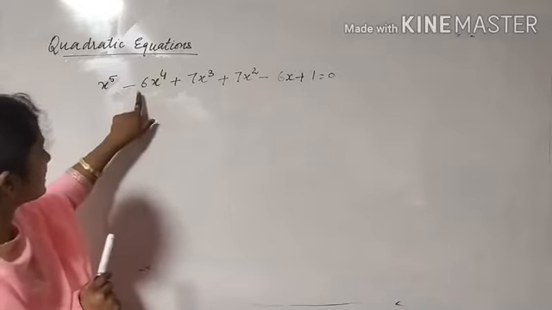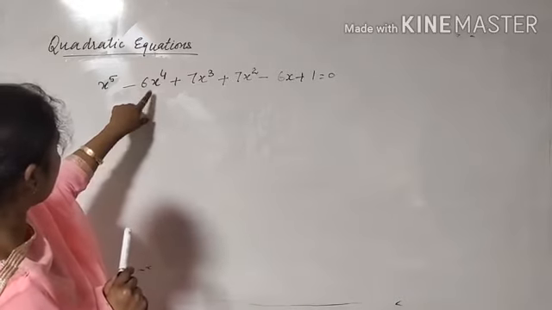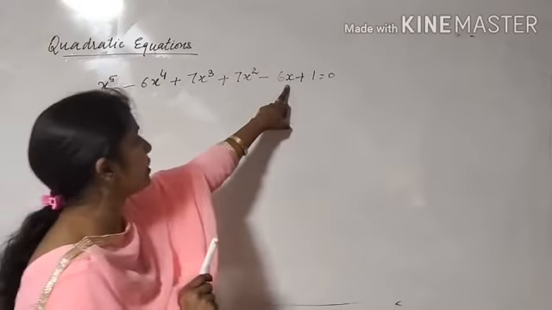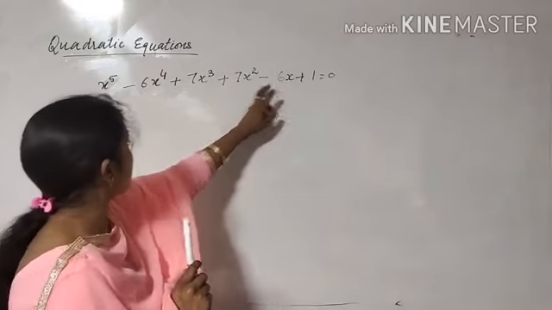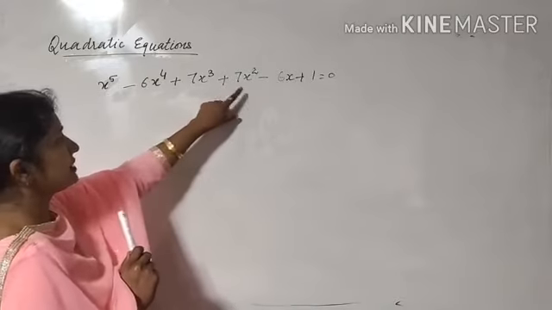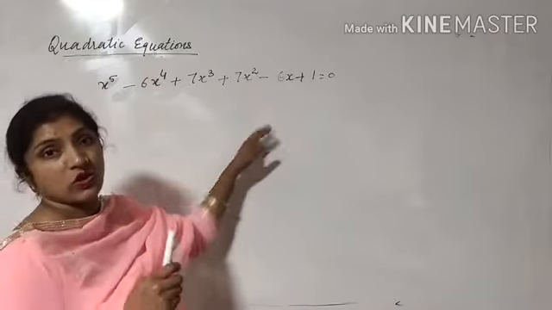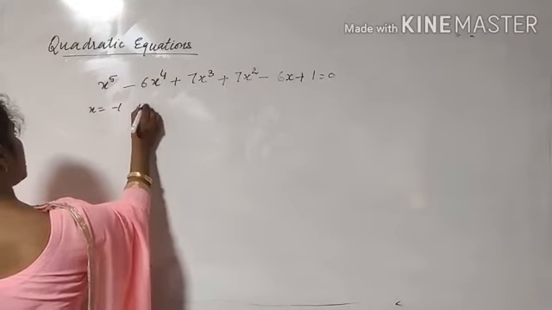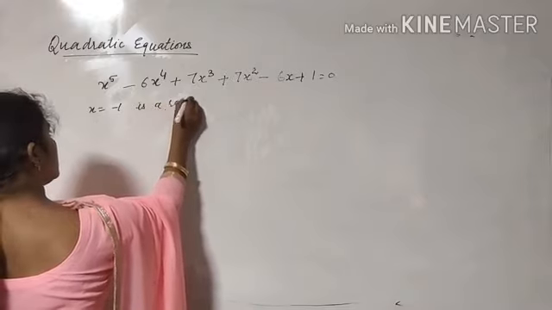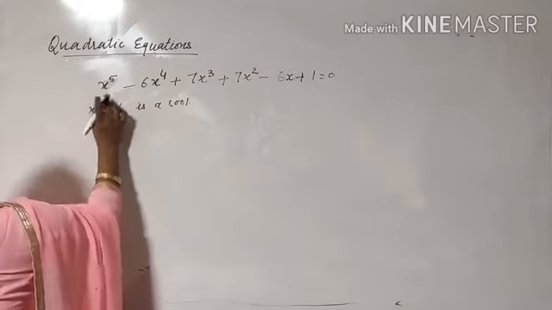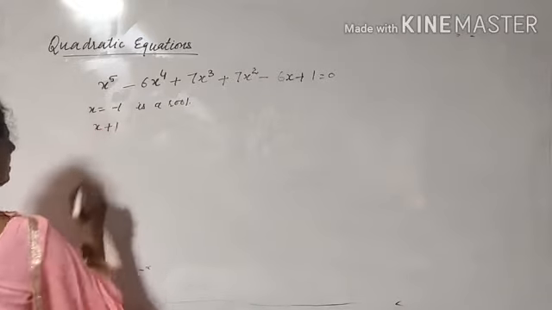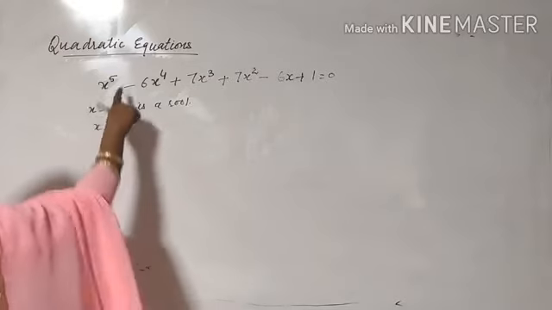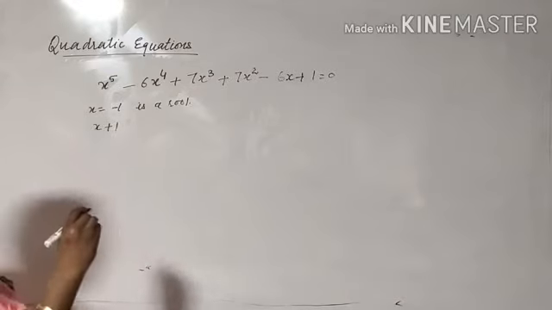Here you can easily see, if I put x = -1, then this term will get cancelled with this and this with this. So x = -1. By inspection, x = -1 is a root. So what we do? We divide this equation by x + 1. Now when we divide this equation by x + 1, what do we get?